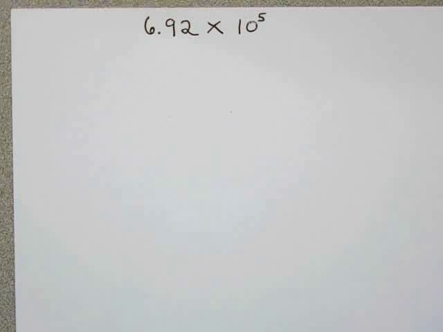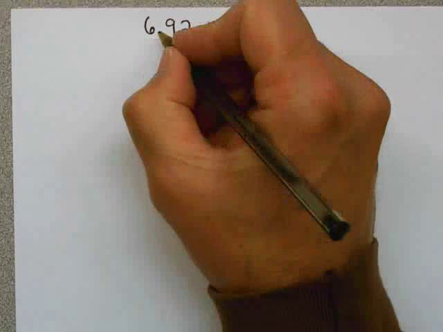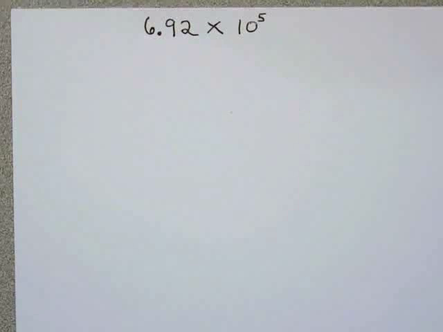In this video, we're going to talk about how to write a number in standard form from scientific notation. And scientific notation is a way of writing really large or really small numbers. And this number is in scientific notation. What we have here is 6.92, or 6 and 92 hundredths, multiplied by 10 to the fifth power.